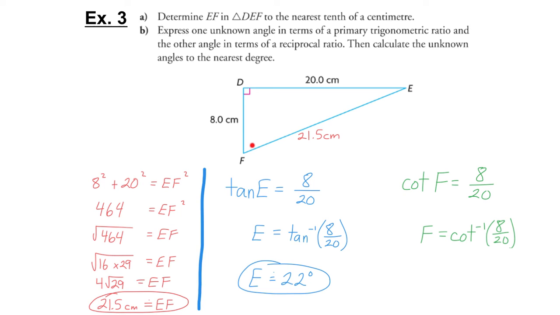Now the other angle, angle F, I can express it using a reciprocal ratio or a secondary trig ratio. I'm going to use the cotangent. The cotangent of F is not opposite over adjacent, it's adjacent over opposite, 8 over 20. So to find the angle F, it's going to be the inverse cotangent of 8 over 20. Now how do you put that in your calculator? Well, just remember you can use the tangent, inverse cotangent of 8 over 20 is inverse tangent of 20 over 8, reciprocals. And you end up getting about 68 degrees.